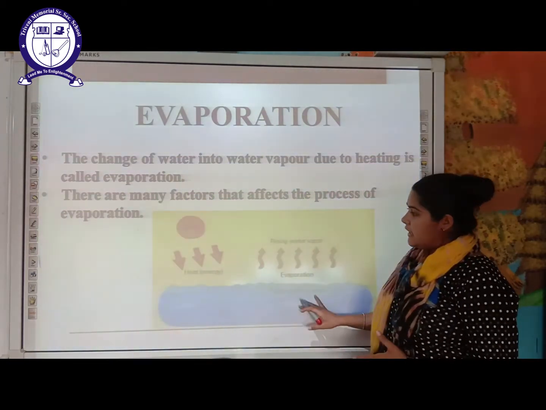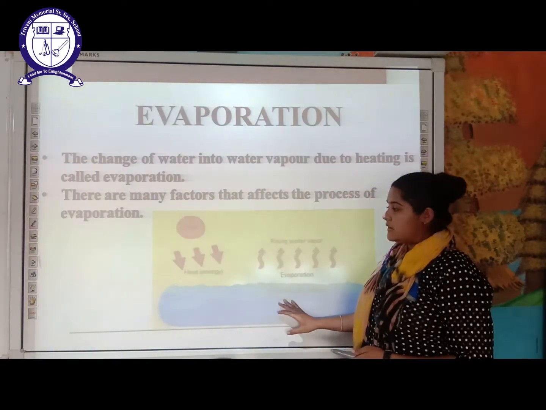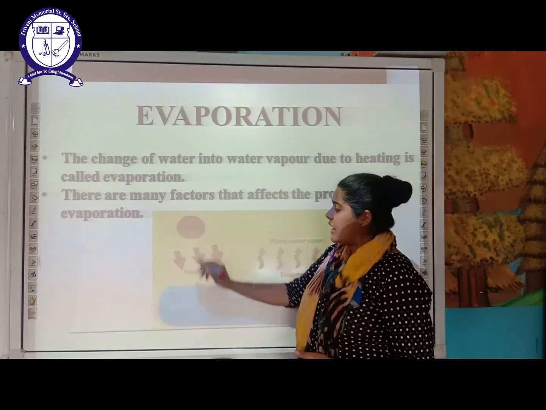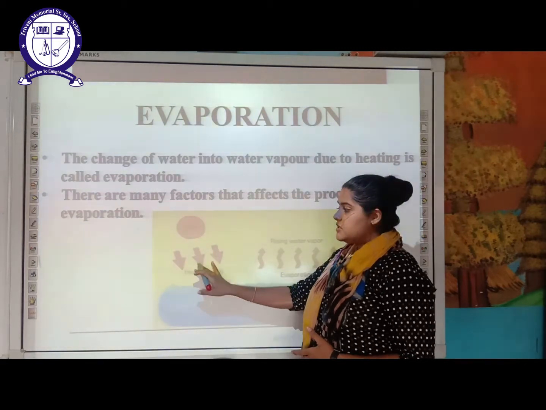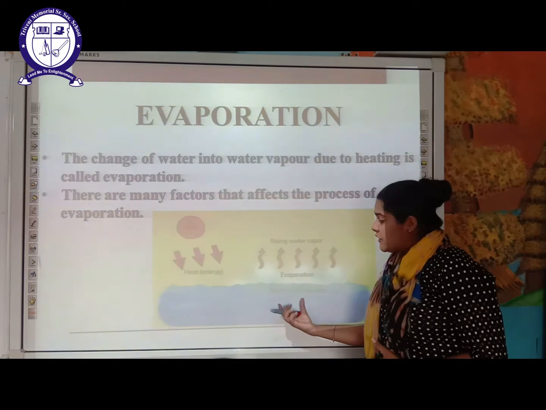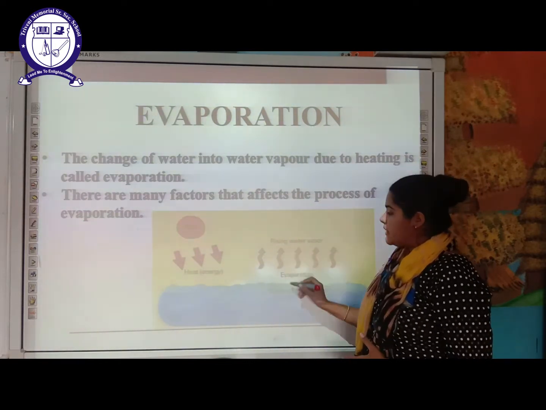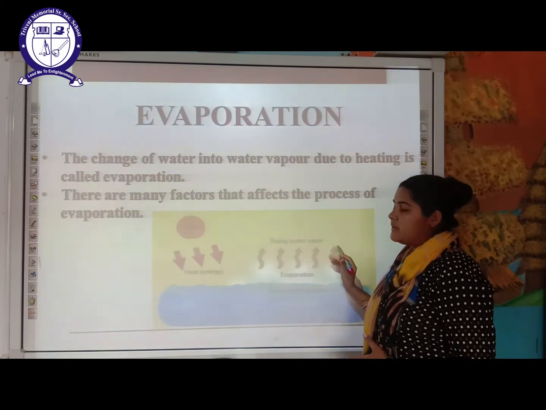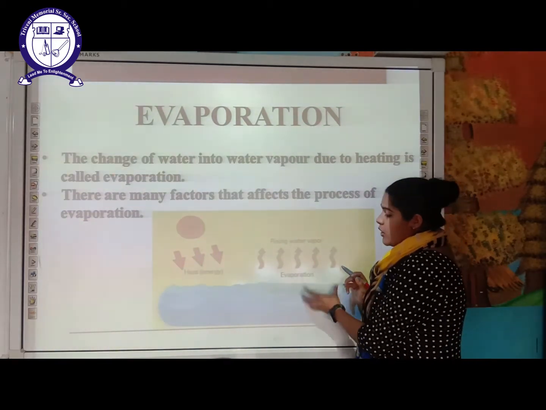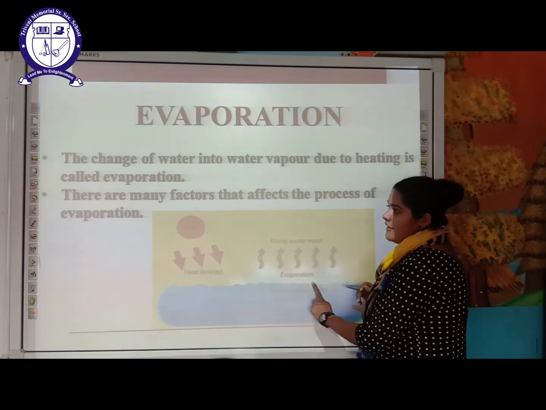As you can see from the diagram, this is the water source. You can consider this an ocean. Because of the sun, the heat energy, and the hot environment, the liquid water will be converted into water vapor. This is how water vapors are formed. The process of conversion of water into water vapor is called evaporation.